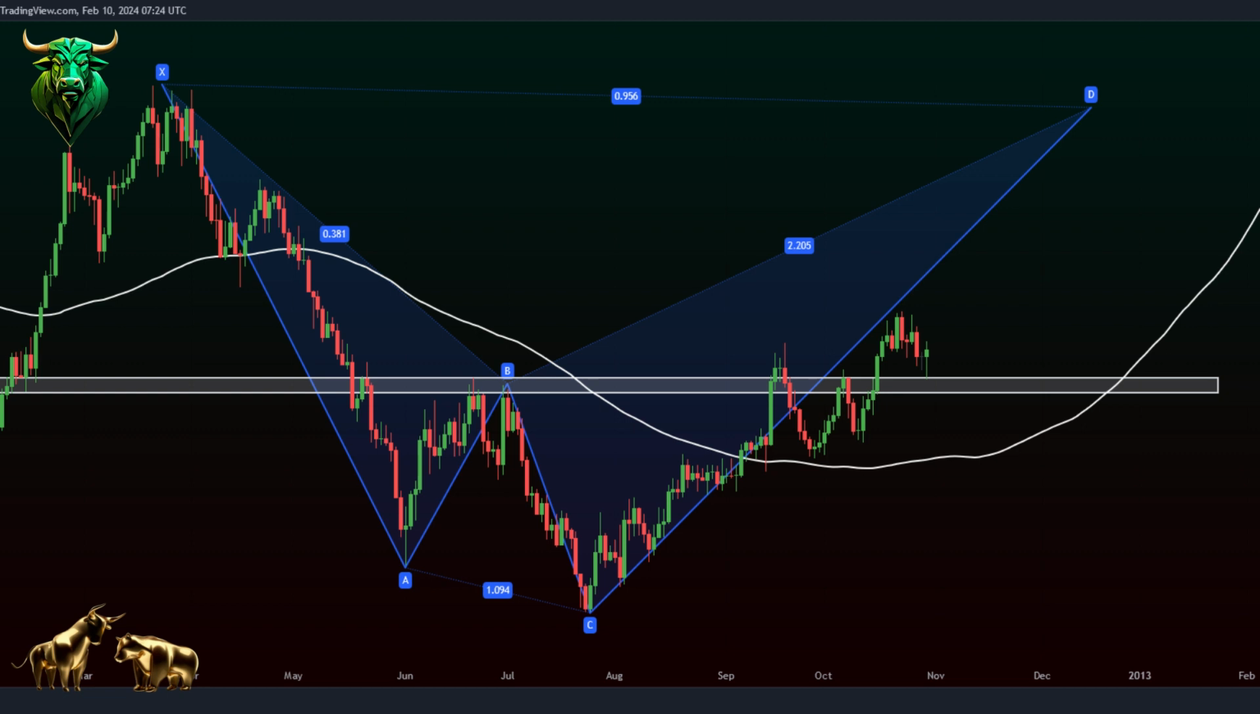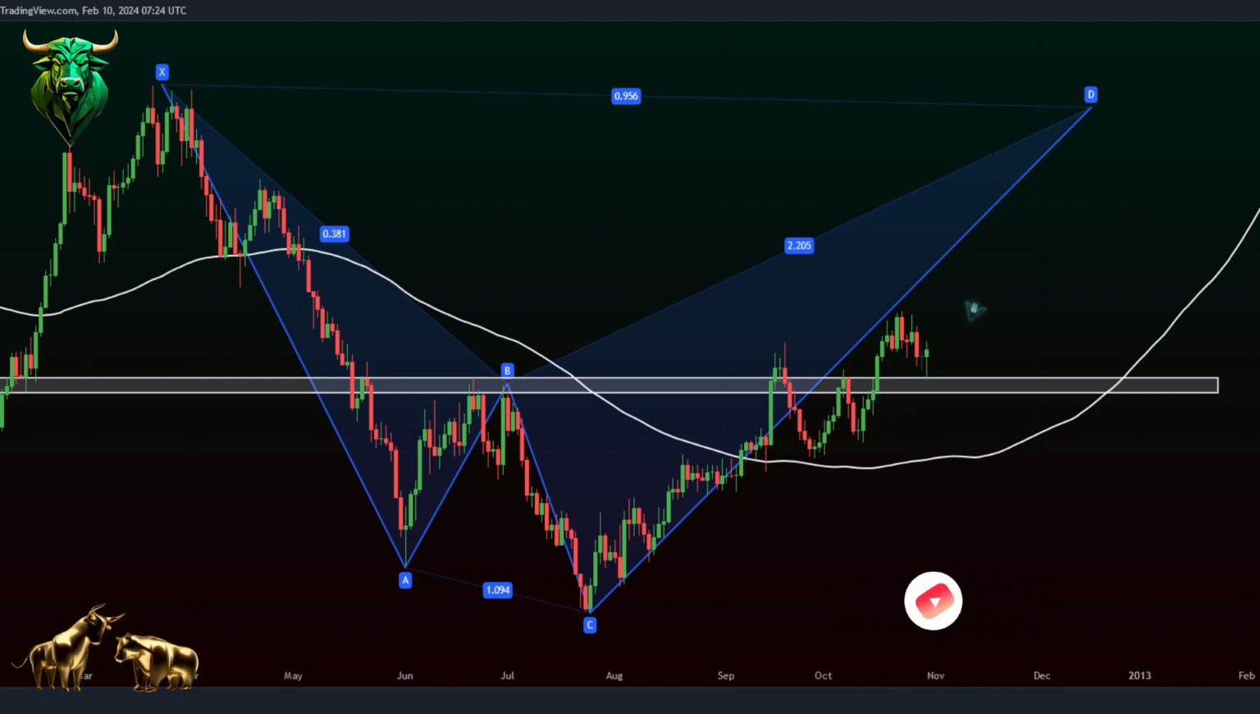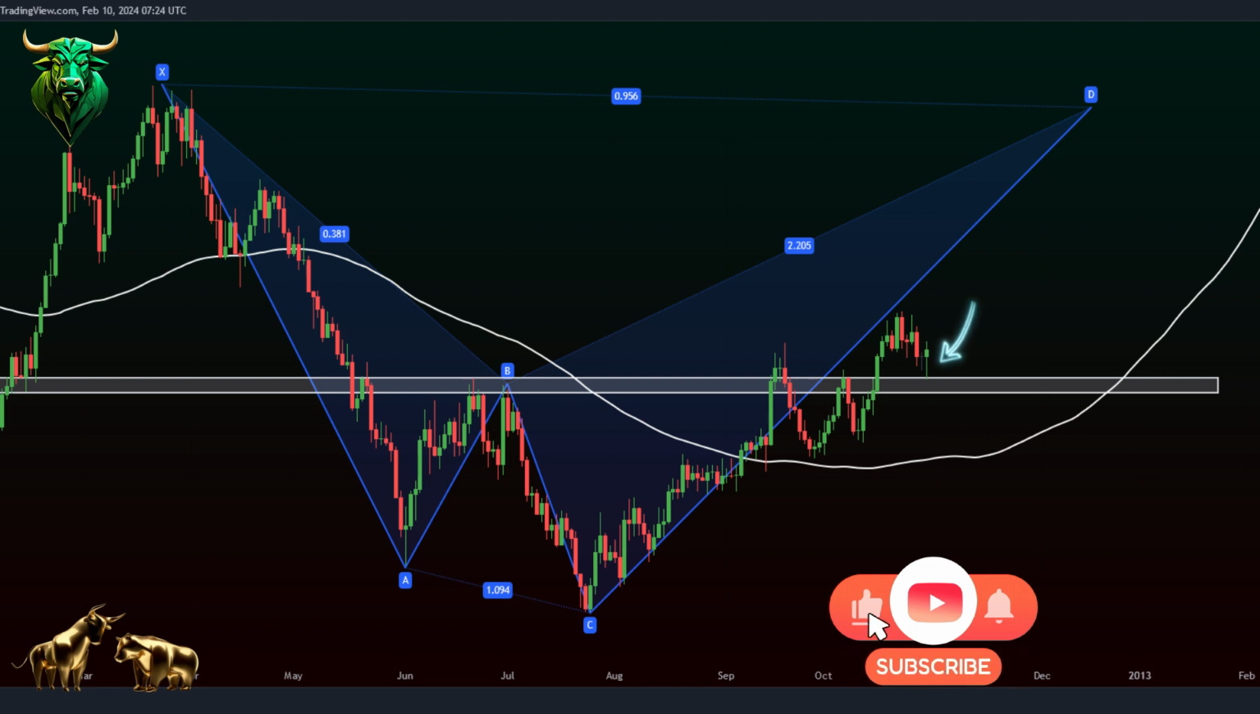5. Waiting for confirmation. Be patient and wait for the price to cross above the support line. After crossing, observe if the support line now acts as resistance. Look for a pullback to the support-resistance level.